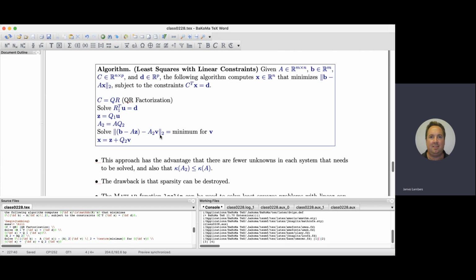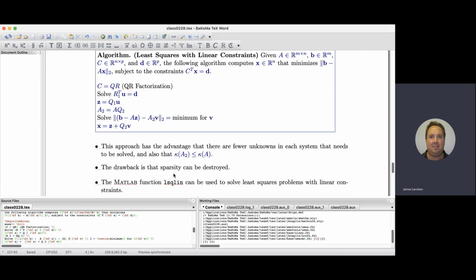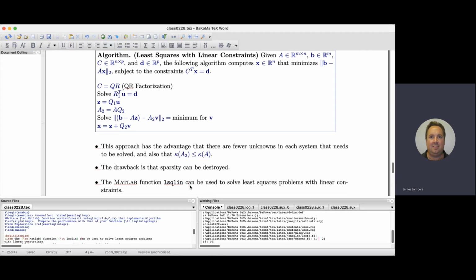Now, on the other hand, if the original least squares problem involving A and C, if A and C are sparse, that sparsity can be destroyed. So that's one unfortunate aspect of this. Okay. So this MATLAB function, LSQLin, can be used. There's many different ways to call it depending on the kind of problem you're trying to solve, but it is a function that can be used to solve a least squares problem with linear constraints.